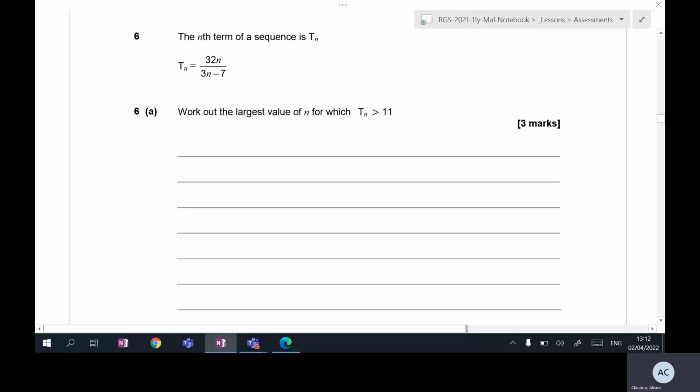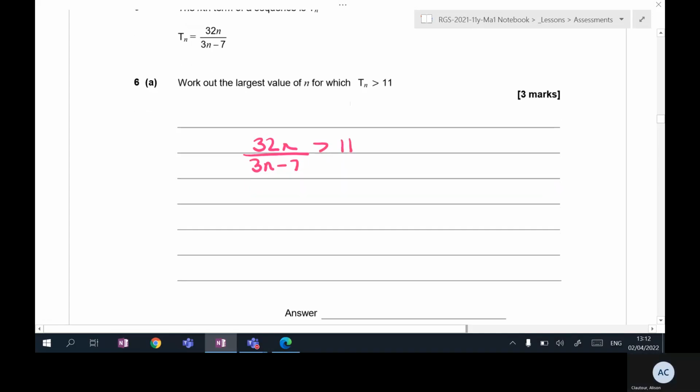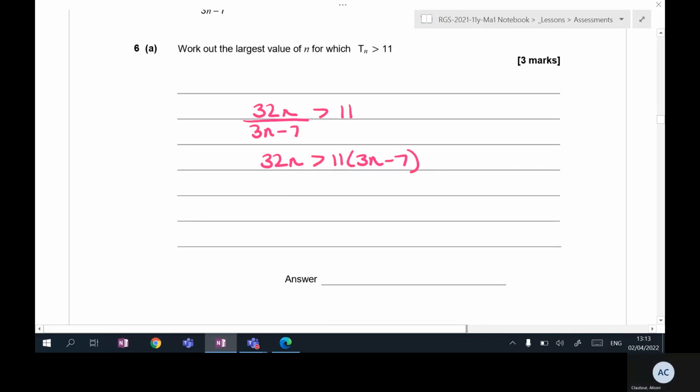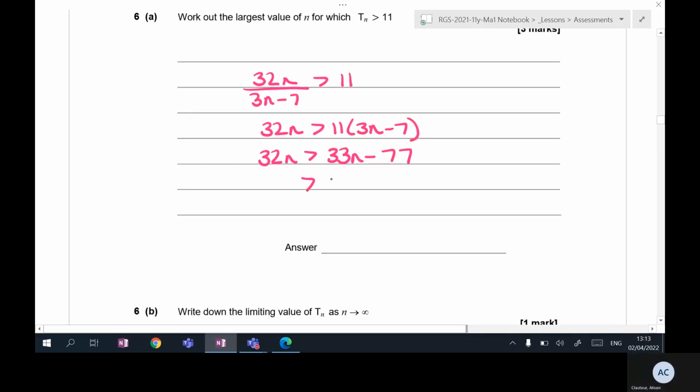For this next question, we want to work out the largest value where 32n over 3n minus 7 is bigger than 11. So if we solve that inequality, n has got to be less than 77.